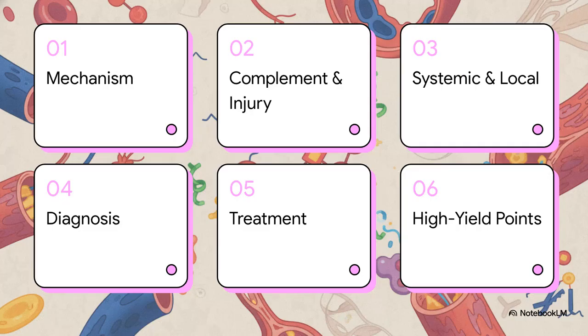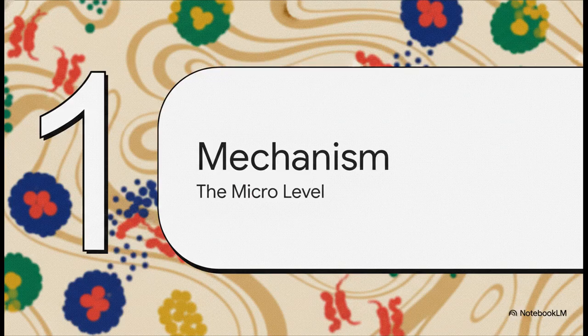Here's our roadmap for today's explainer. 1. Mechanism of type 3. 2. Complement and injury. 3. Systemic and local diseases. 4. Diagnosis and histopathology. 5. Treatment strategies. And finally, 6. A high-yield review. All right, let's dive right into section 1. Mechanism of type 3, the micro level.